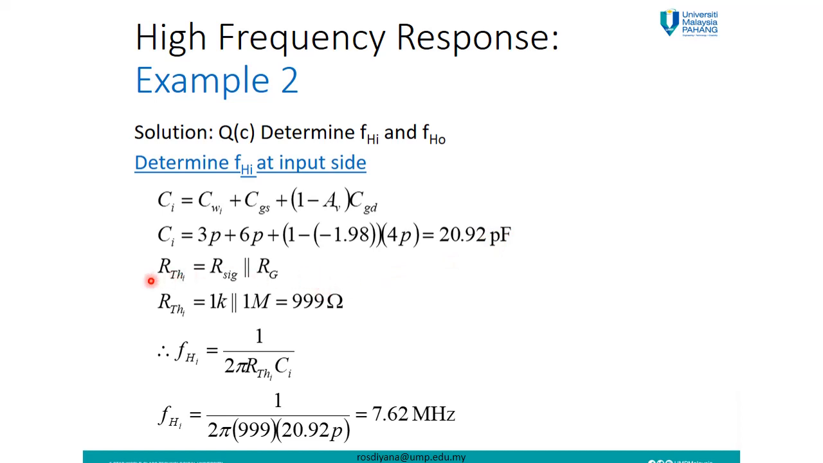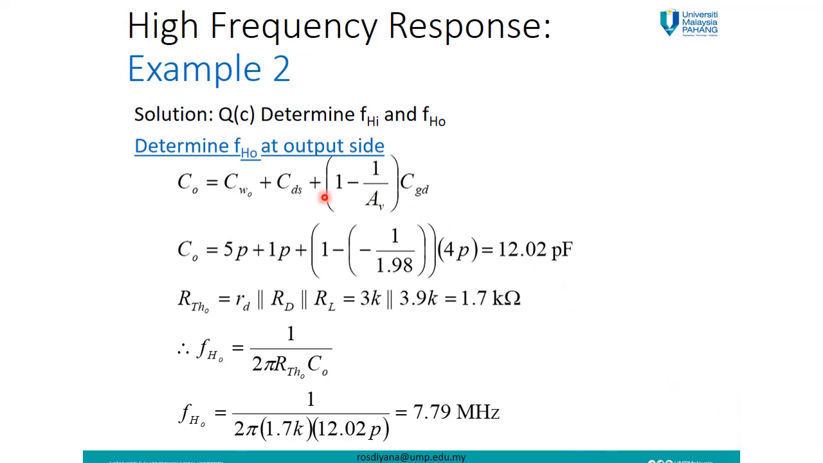Next, calculate the RTH, the impedance, equal to RC parallel with RG. So insert the values for RC and RG, and we get 999 ohms. And finally, calculate the fH in using this equation, 1 over 2 pi RTH in, C in, and substitute all values. So you get 7.62 megahertz.